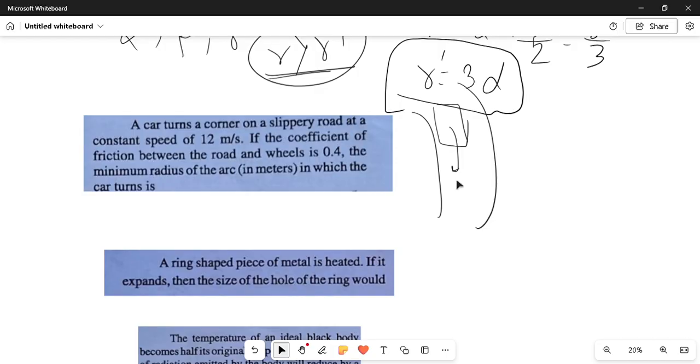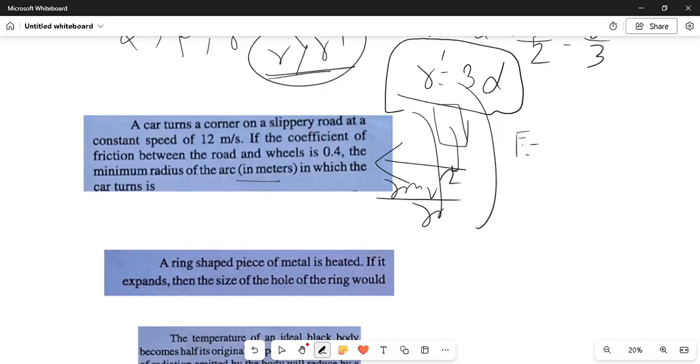Centripetal, not centrifugal, force, and this centripetal force is provided by the frictional force between the tires and the road. This centripetal force is mv square by r, where r is the radius of the arc, which is what we have to find. Without this centripetal force, the car cannot move in a circular path. This centripetal force is provided by the frictional force between the wheels or tires and the road.